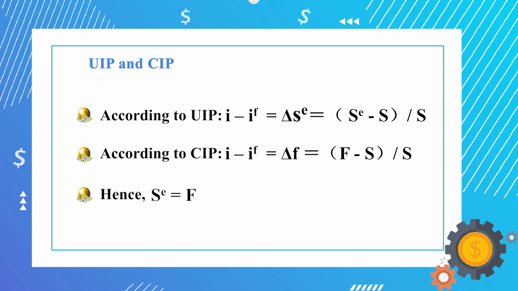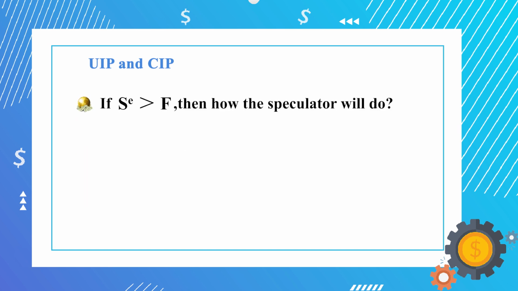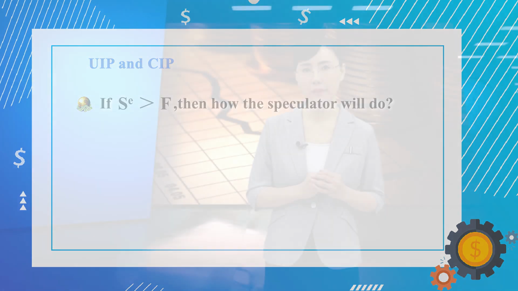Hence, expected spot rate must equal the forward rate. If you don't agree, suppose the expected spot rate is larger than the forward rate, then what will happen? Speculators will buy foreign exchange in the forward market, and if their speculation is correct, they will sell the foreign exchange in the spot market later. Such activities will increase the spot rate until the spot rate equals the forward rate.